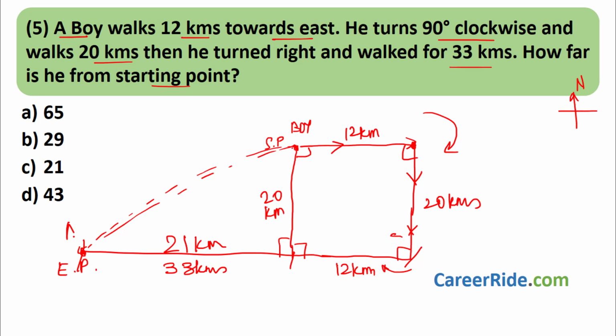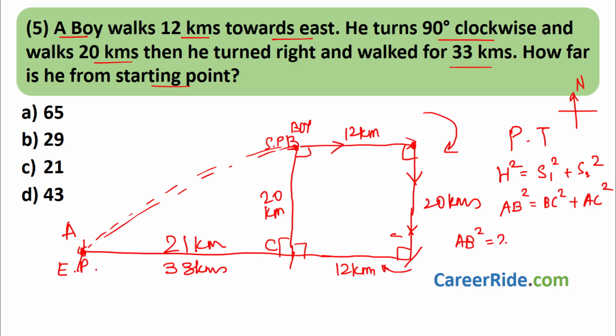Now we have a right angle triangle, say A, B and C, and we have learned the Pythagoras theorem that hypotenuse square is equal to the side square plus the other side square, okay, side 1 square plus side 2 square. So AB square would be equal to BC square plus AC square. So what is AB square? AB square would be equal to 20 square plus 21 square, correct? What is 20 square? 400. What is 21 square? 441. It is very important to know the squares of numbers till 30.